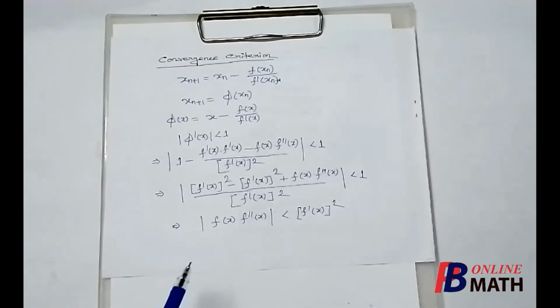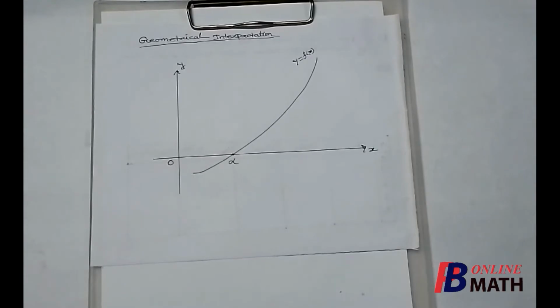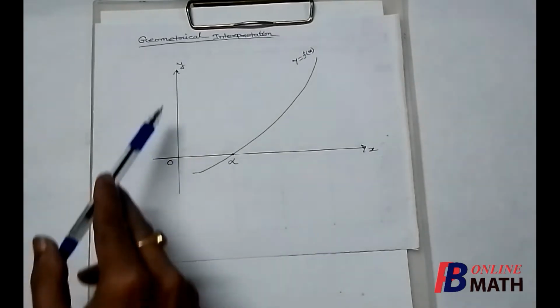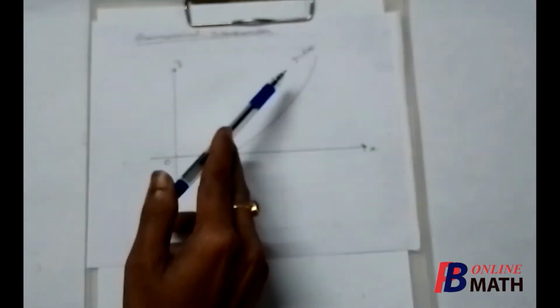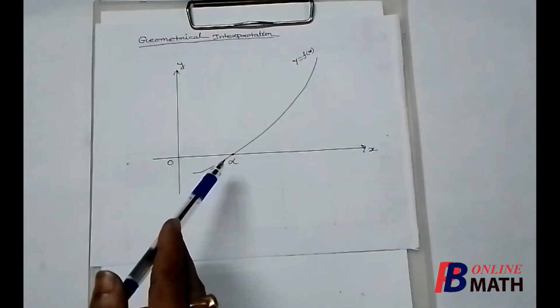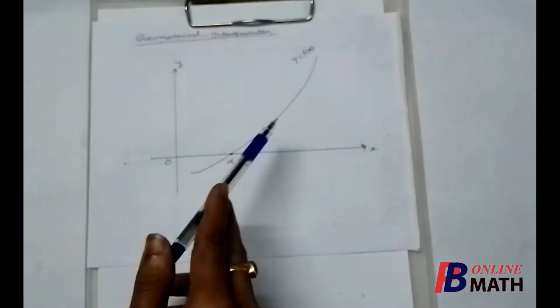So this is the convergence criterion for Newton-Raphson method. Next we give geometrical interpretation of Newton-Raphson method. Suppose this is the x-axis, this is the y-axis, and this is the graph y equal to f(x), and this alpha is the exact root of this equation f(x) equal to 0.